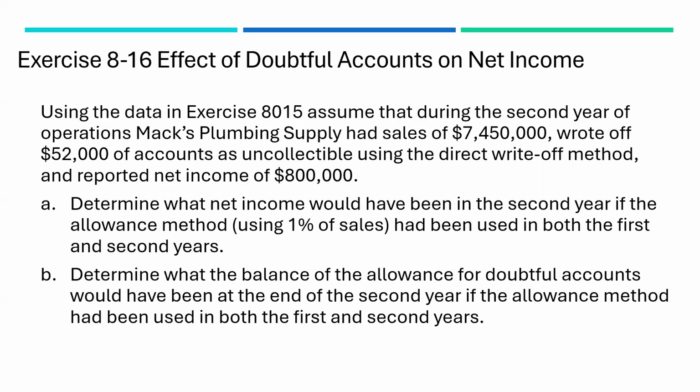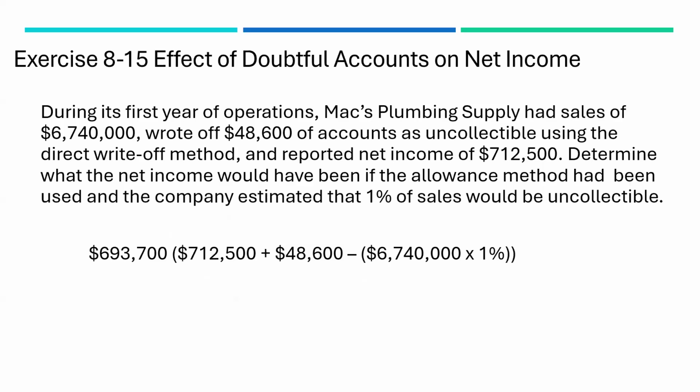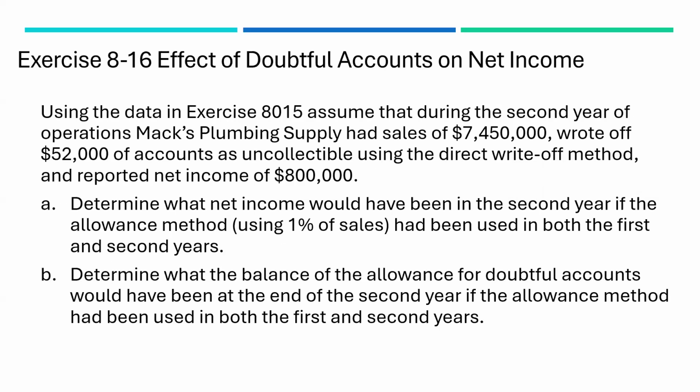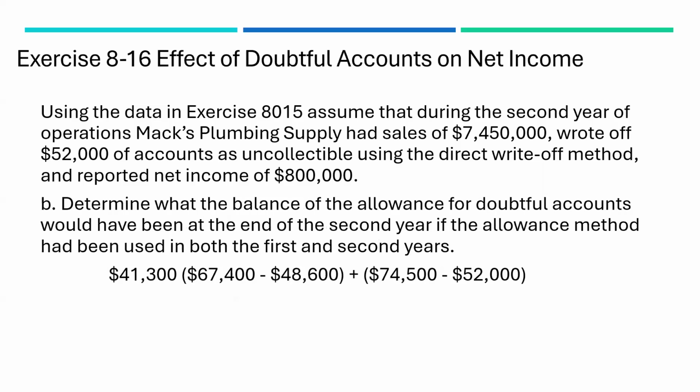But then, what would the balance of the allowance for doubtful accounts have been at the end of the second year if the allowance method had been used in the first and second years? Our initial balance was 67,400. We wrote off 48,600 last year, and then we added 74,000 this year, and then we took away 52,000 once again this year. So our ending balance would be 41,300 in our allowance at the end of the second year.